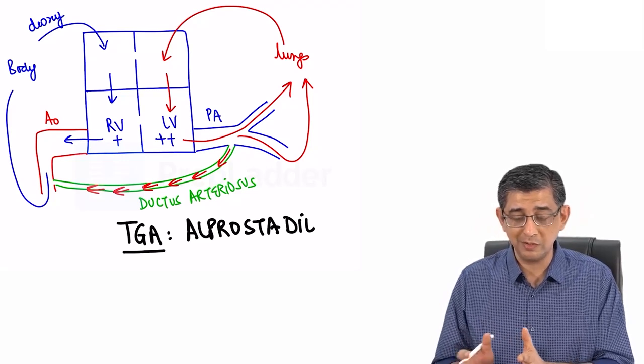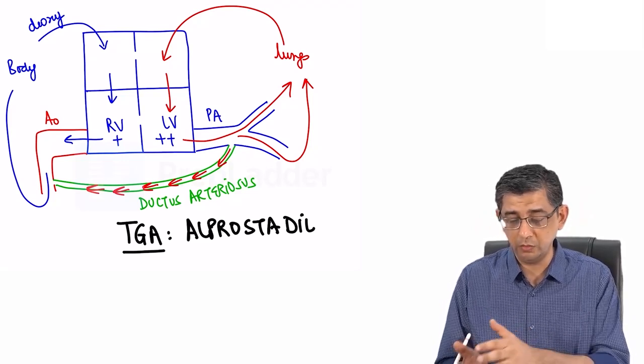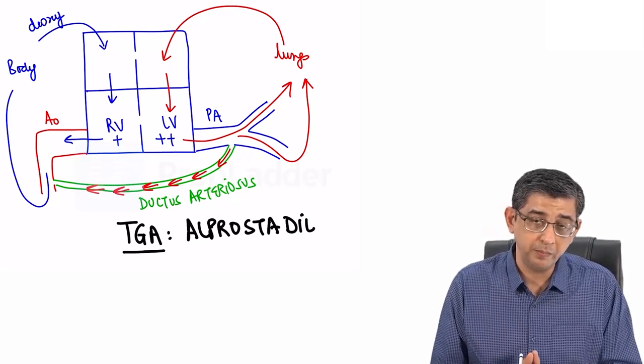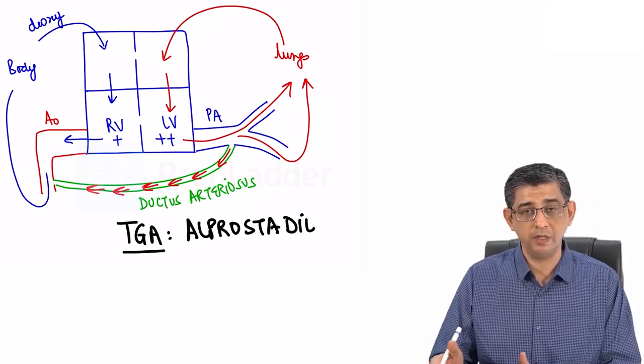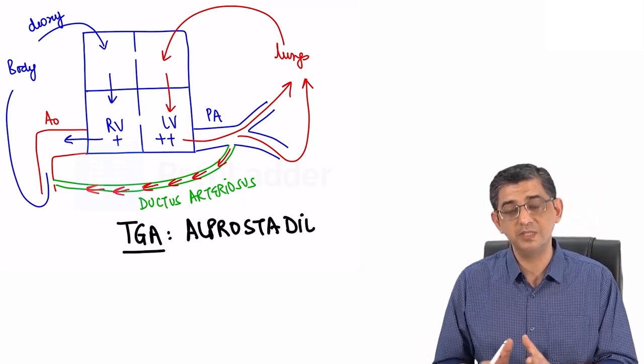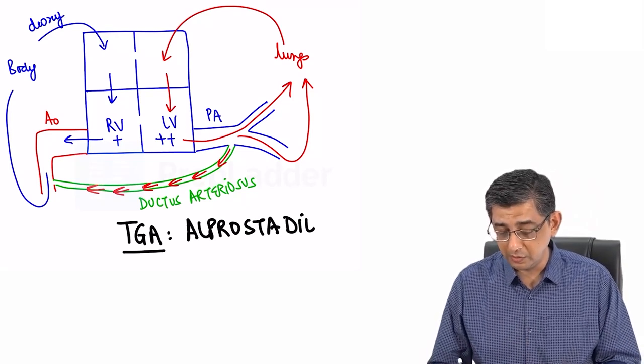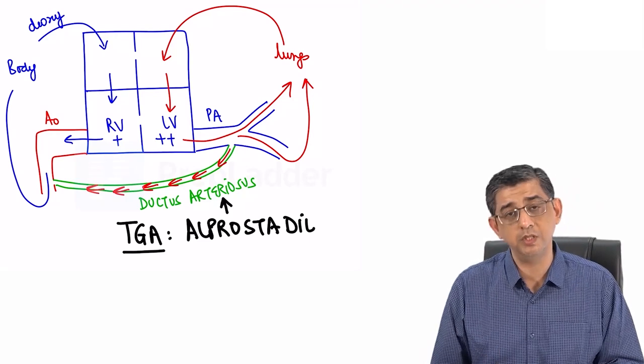So the treatment of choice for this condition is switch operation, where you need to put this patient on cardiopulmonary bypass and connect the pulmonary artery to the right ventricle and aorta to the left ventricle. Easier said than done. But the message at the moment is, once again, for the third time in this discussion, I have said alprostadil should be used.